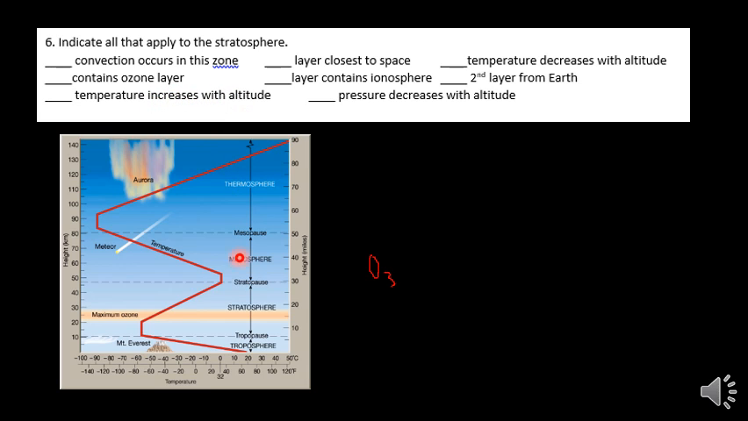Temperature increases with altitude. Well, yeah, we just saw that. Temperature goes up in the stratosphere, mainly because of that ozone that's absorbing those UV rays and protecting us on the surface from the UV rays.